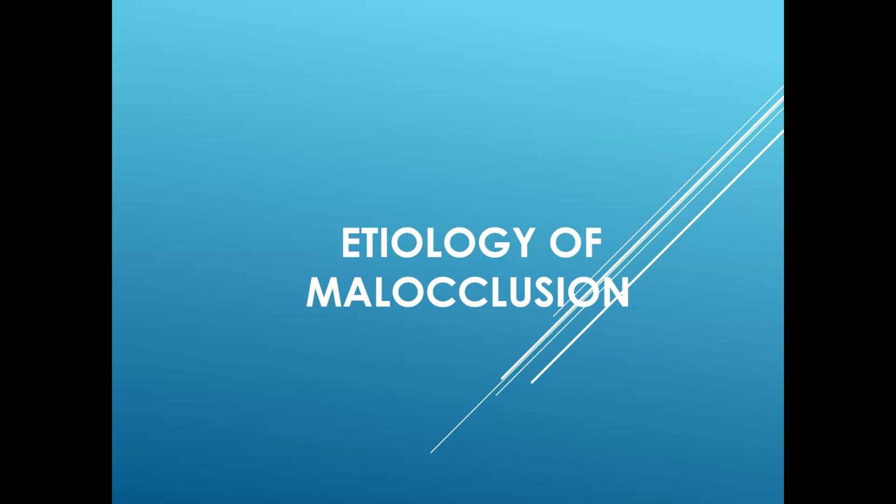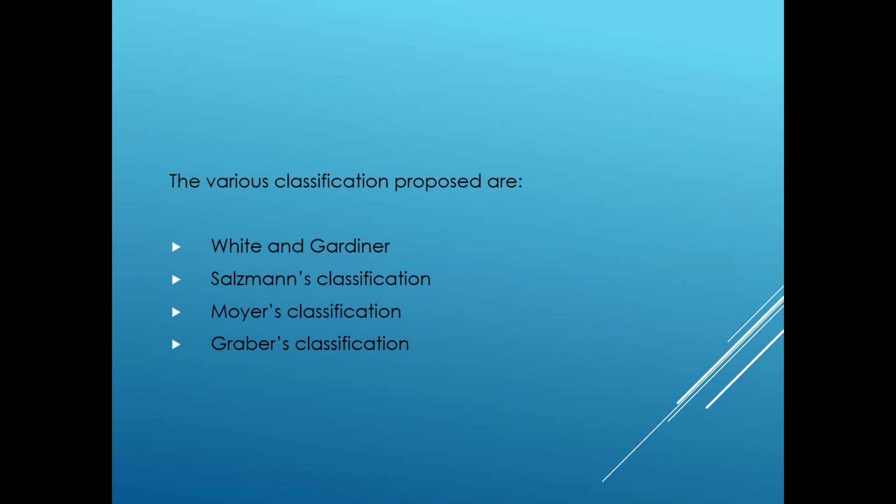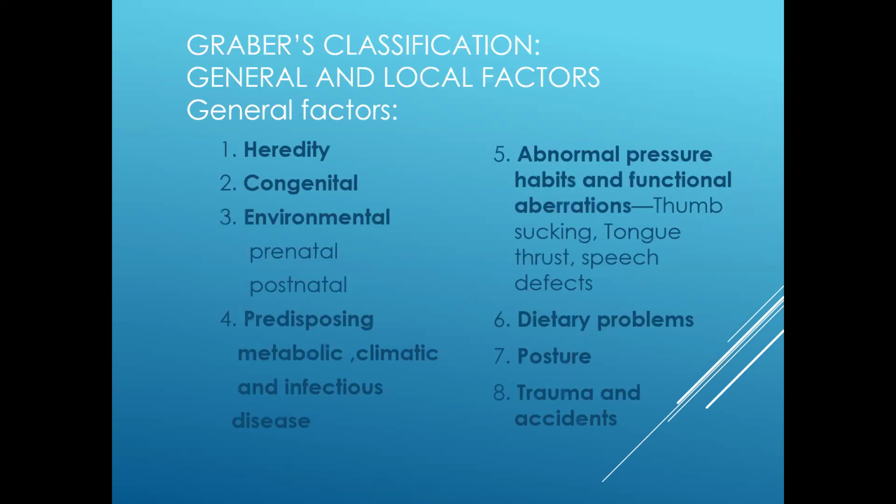Hi everyone. Today we will discuss the topic etiology of malocclusion. Various classifications have been proposed regarding etiology of malocclusion, which include White and Gardiner classification, Salzman classification, Moyes classification, and Graber classification.